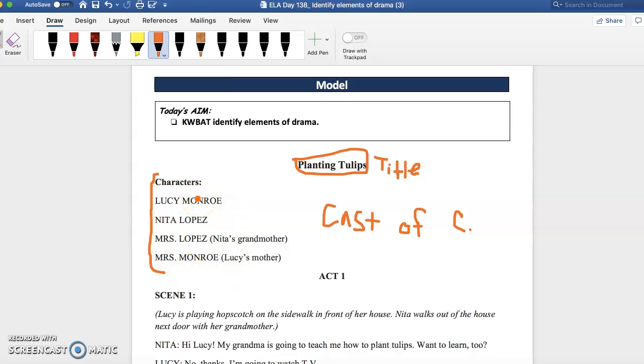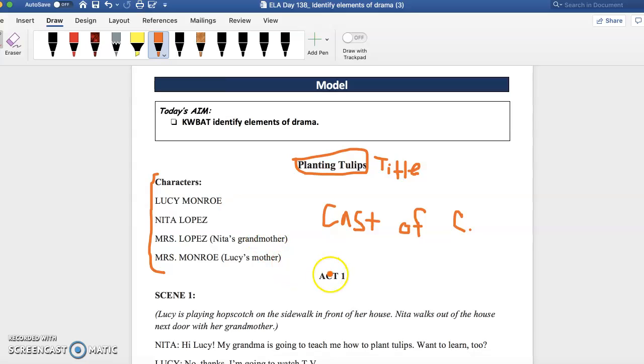So I know that I need 4 people, right? It also tells me how they are related. So I know that Mrs. Monroe is Lucy's mother. They have the same last name. Mrs. Lopez is Nita's grandmother, right? Because it tells me that here. This is very important for the director and the actors.